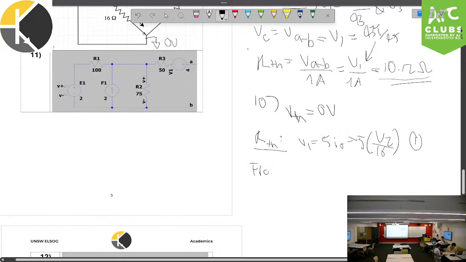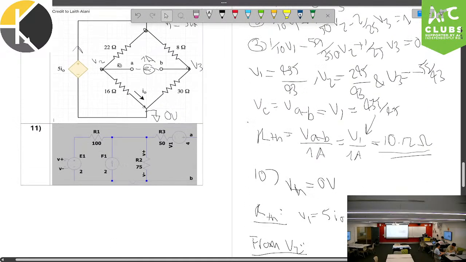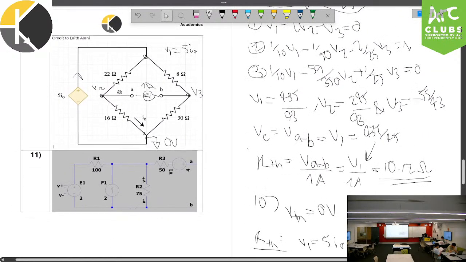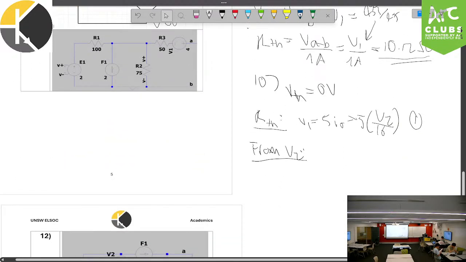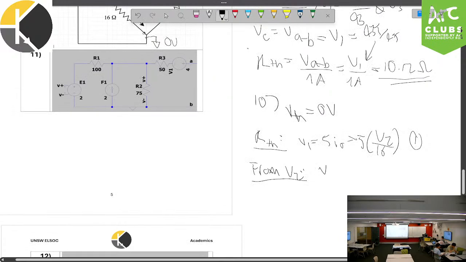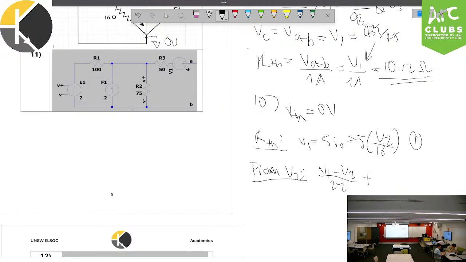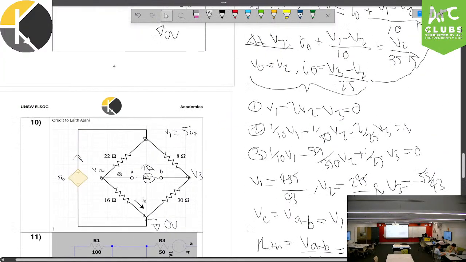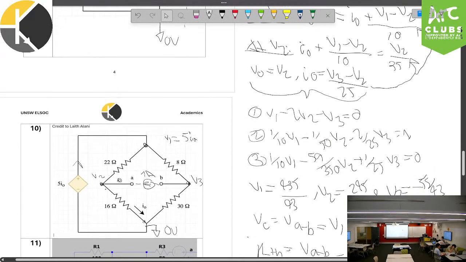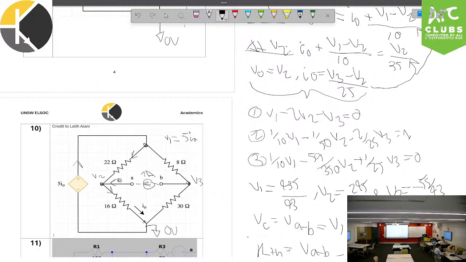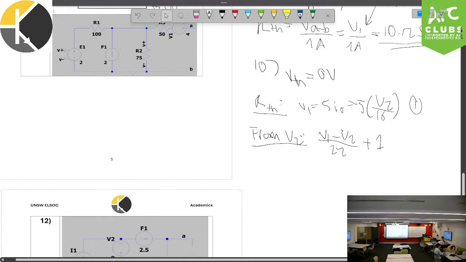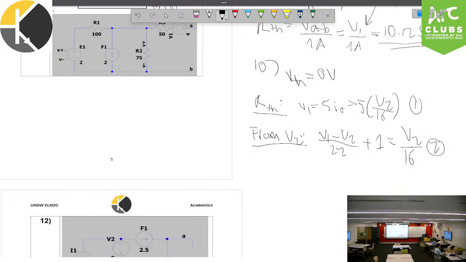We can also do KCL on V2. If we look at V2 over here, we have V1 minus V2 on 22, which is the resistance, plus the current from that source. We see that current is coming into that node. It's equal to 1. And that's going to be equal to V2 on 16, which is just the current going out. And this is equation 2.